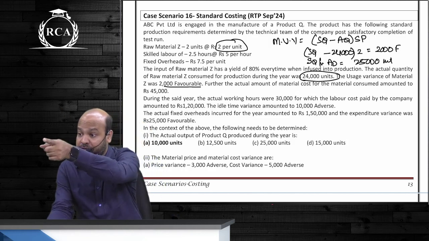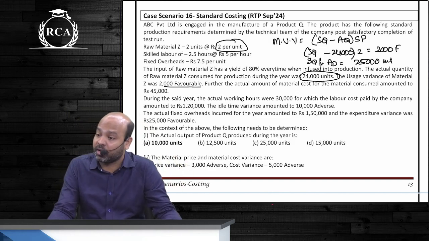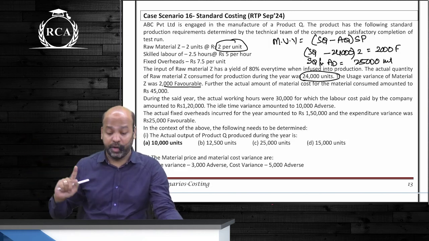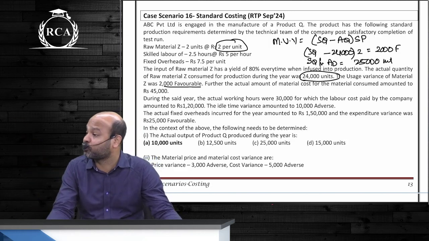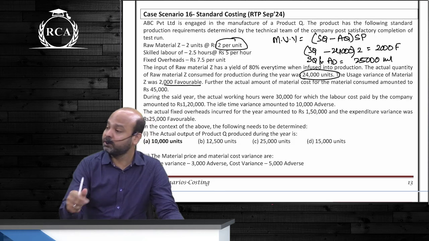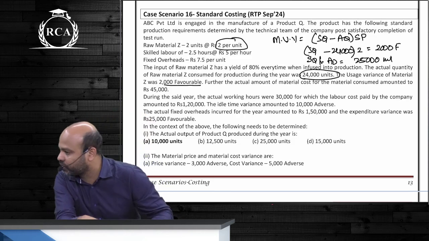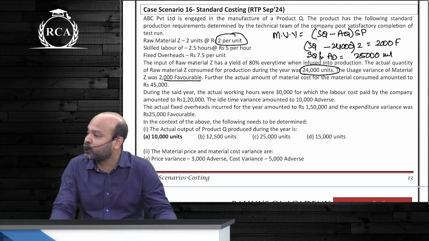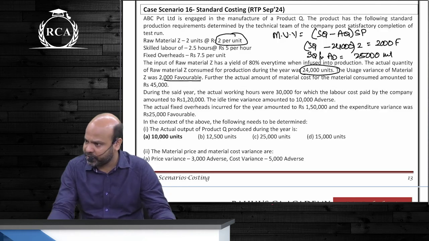For every unit of finished product, what is the raw material required? 2.5 units. So if standard quantity is 25,000 units, what do you think should be the actual output? 10,000. Is it clear, guys? The answer to the first bit is 10,000 units. Are we clear about that? Yes or no, beta? You understood what I just said?